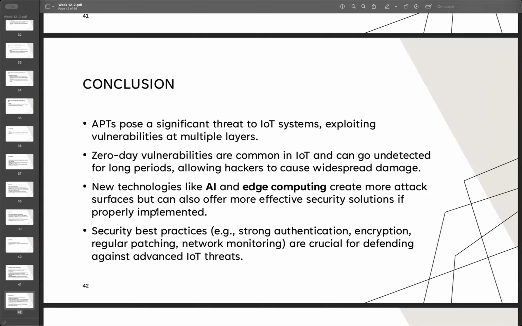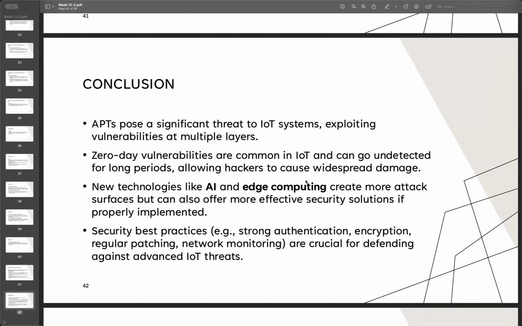So we introduced what an APT is. It's a significant threat to our IoT system. Also we talked about the zero-day: even the vendor has no idea about it, so it can go undetected for a really long period of time. That's what the attacker will love.